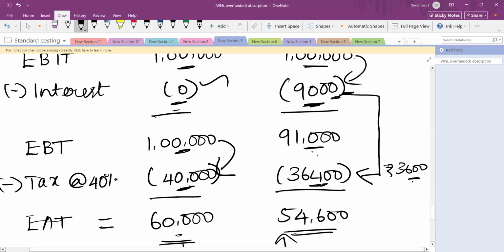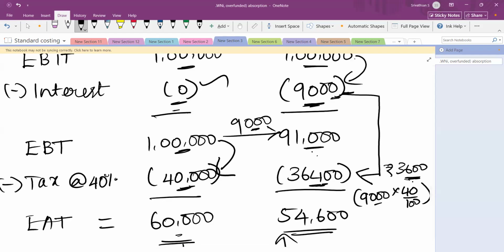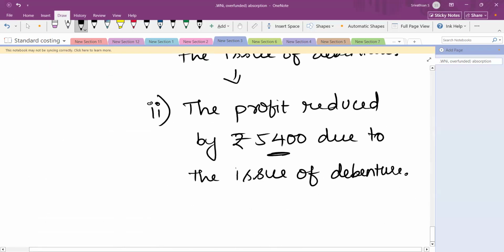Now this 3,600 can be explained in other way also, which is nothing but the company paid 9,000 rupees interest. Now because of paying this 9,000 rupees interest to the debenture holders, the profit of the company has reduced by 9,000, right? So now the company can save tax on this 9,000 rupees. So apply tax rate to this 9,000. So 9,000 into 40 percentage. What do we get? 40 percentage of 9,000 is also 3,600. So what is important to understand this? So let me explain it over here.